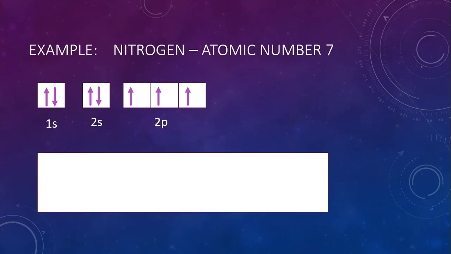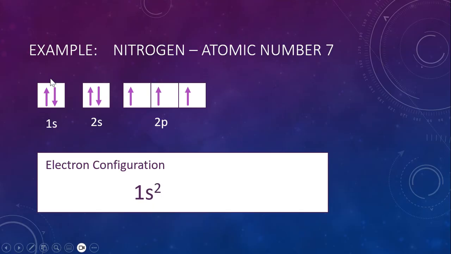So if I wanted to write the electron configuration for nitrogen, it would go like this. How many total electrons are in the 1s? There's 2. So we describe that as, in the 1s orbital, there are 2. That's a superscript. It's not side by side. It's a superscript on the s. That represents how many are in the 1s.